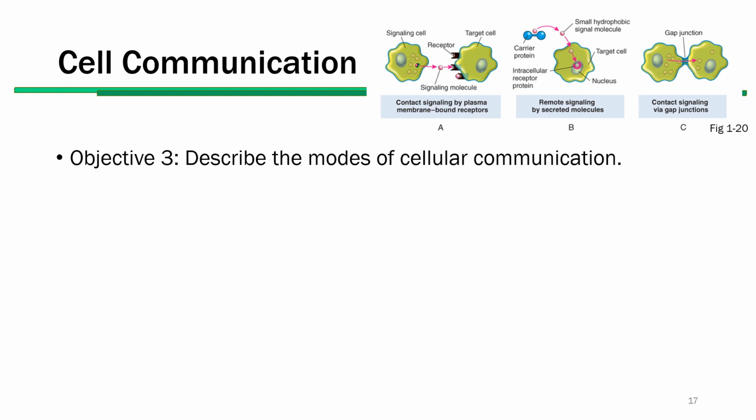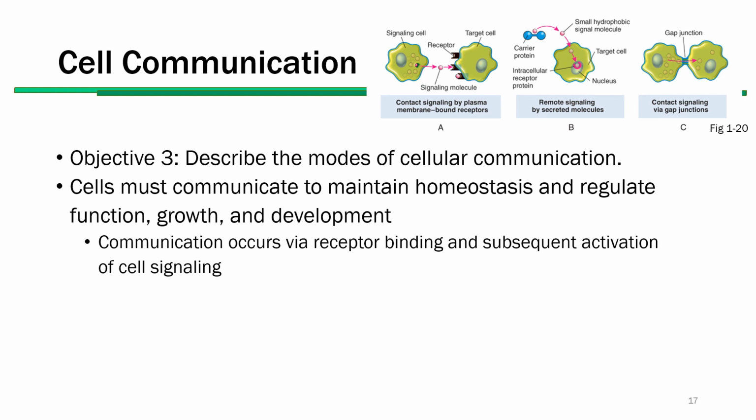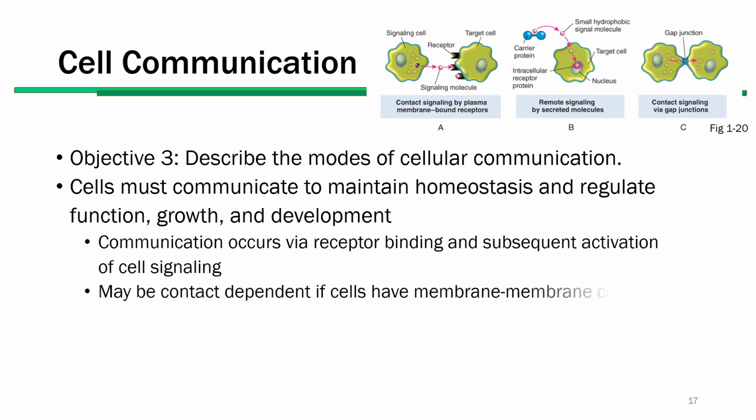Objective 3, describe the modes of cellular communication. Cells must communicate to maintain homeostasis and regulate function, growth, and development. Communication occurs via receptor binding and subsequent activation of cell signaling. We're going to look at those processes.